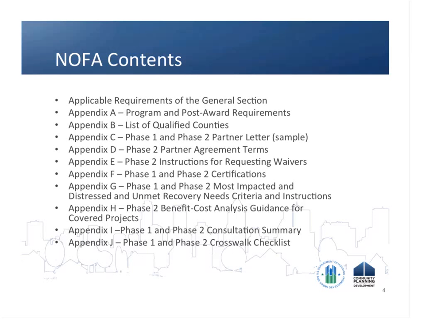Appendix F is your certification, so there's certs for Phase 1 and for Phase 2. And of course, certifications have to come in with your Phase 1 application. Appendix G, which we have another webinar on, is Phase 1 and Phase 2, most impacted and distressed and unmet recovery needs, criteria, and instructions.